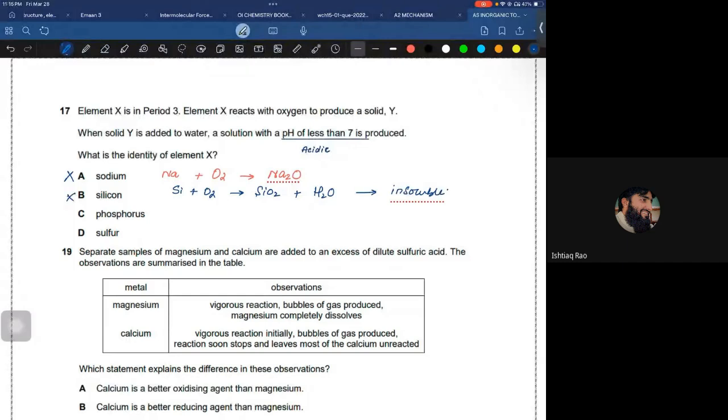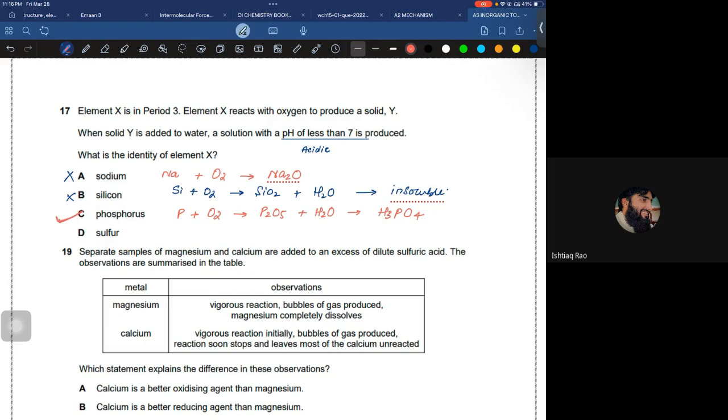What about C? Phosphorus. When phosphorus reacts with oxygen, it forms phosphorus oxide, P2O5. And when it reacts with water, it gives you H3PO4. That is your acid. H3PO4 is phosphoric acid. So option C is correct.